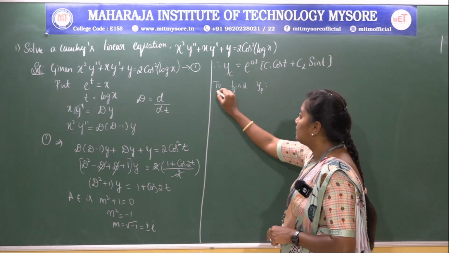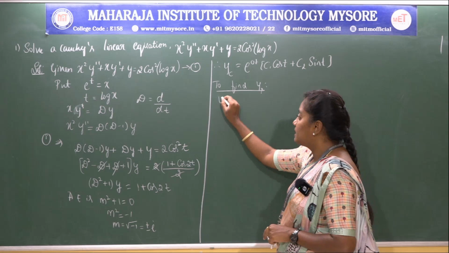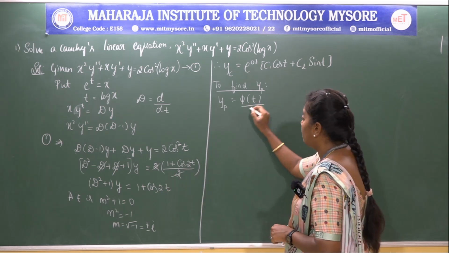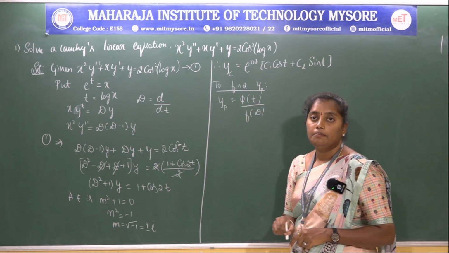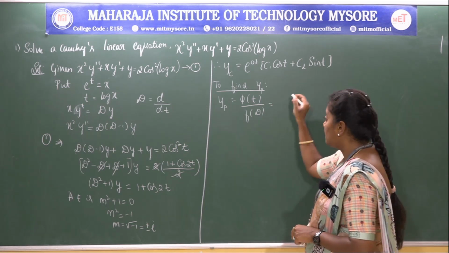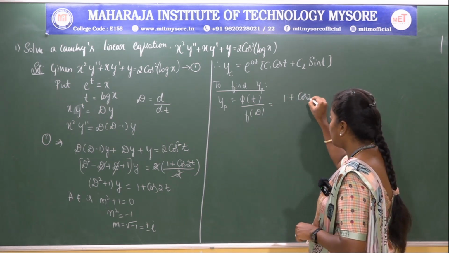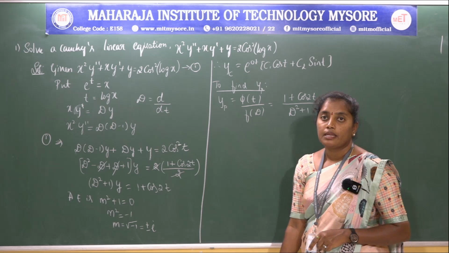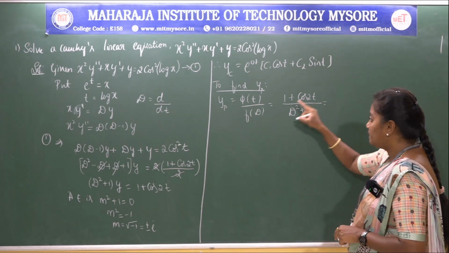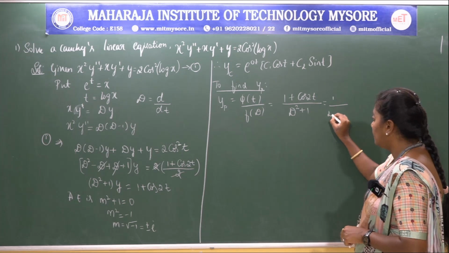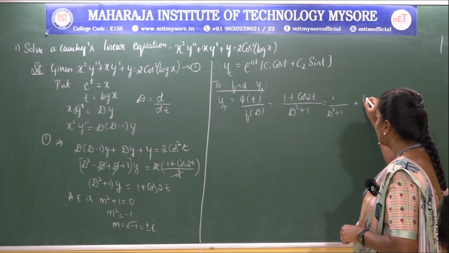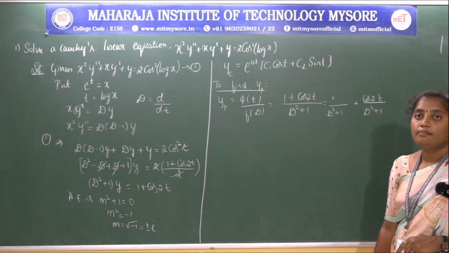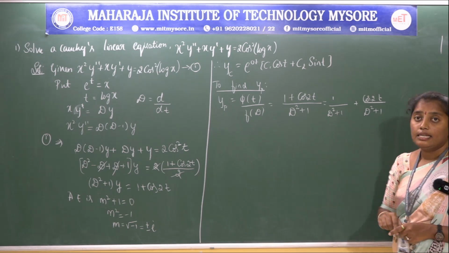Next, to find the particular integral, that is to find yp, the formula is phi of t divided by f of D. Here we have t as a variable. The value of phi of t is 1 plus cos 2t, and f of D is D square plus 1. Simplifying this, on splitting the numerator, we get 1 divided by D square plus 1, plus cos 2t divided by D square plus 1.